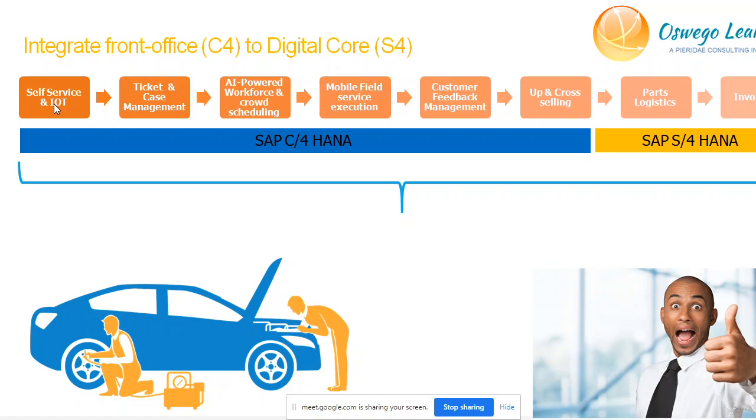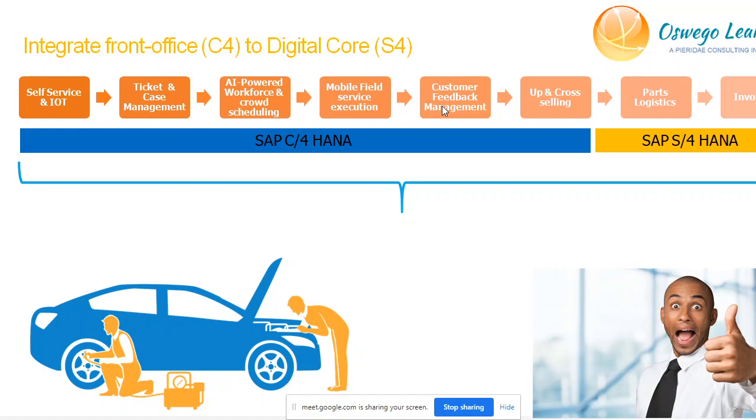It starts with self services and IoT. They can give any query in the self services powered by the chatbot. Then a ticket and case management is created against that repair or service. Then from the workflow and cloud scheduling, it goes to the mobile field service execution. Then it goes to customer feedback management.